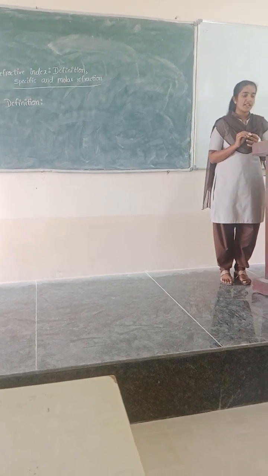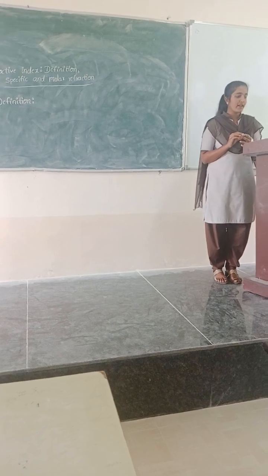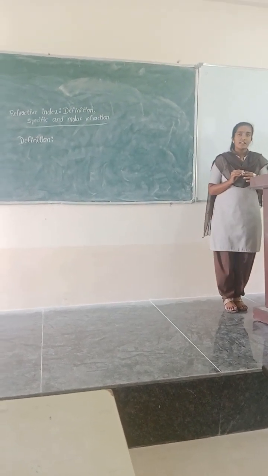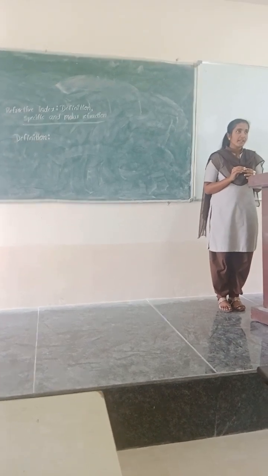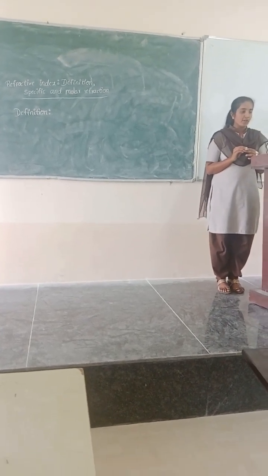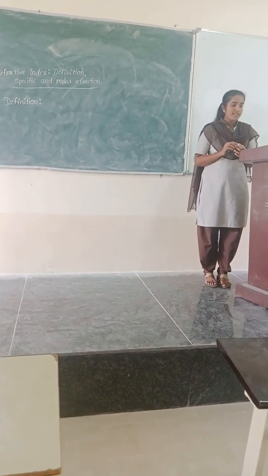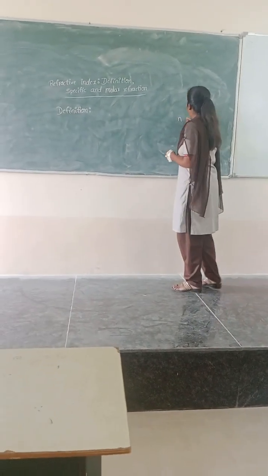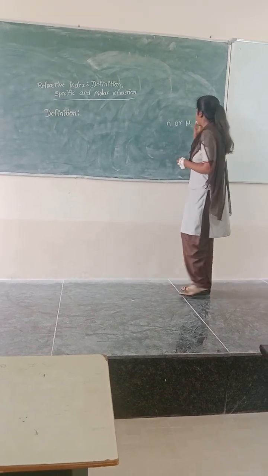Refractive index is a dimensionless number that measures how much light bends or refracts when it passes through a material. Definition: the refractive index of a material is the ratio of the speed of light in a vacuum to the speed of light in the material. Symbols: refractive index is usually represented by n, or sometimes by mu.